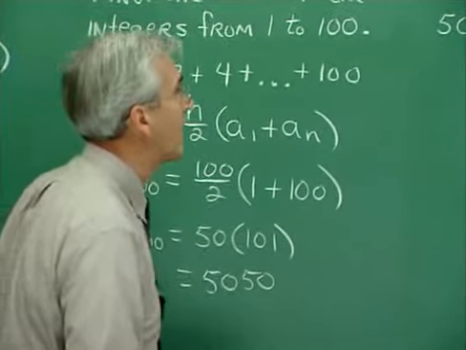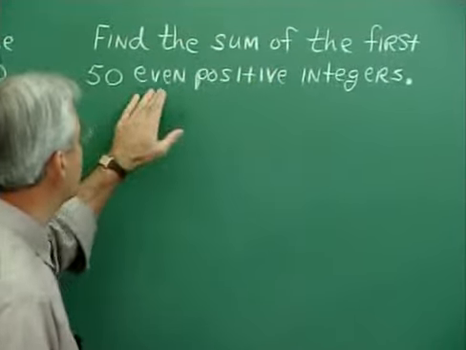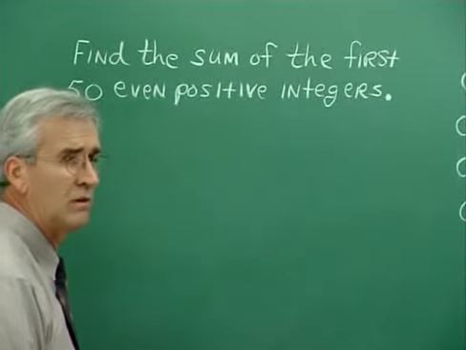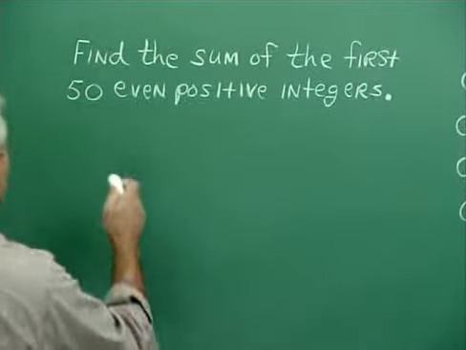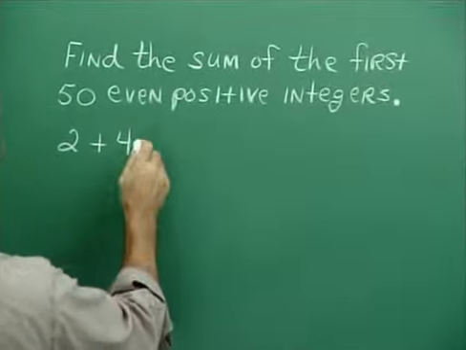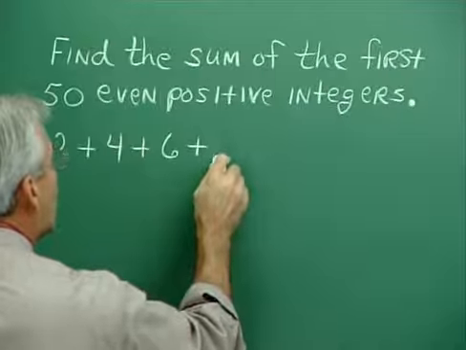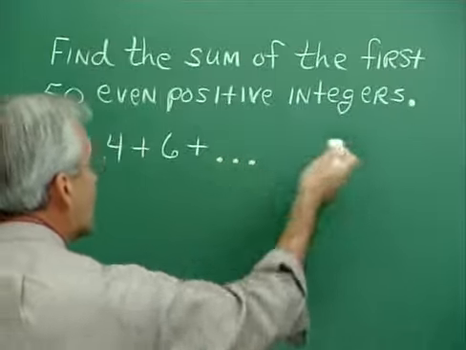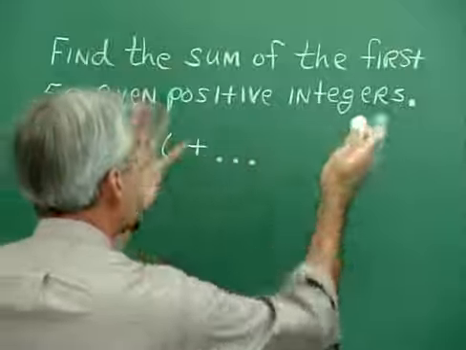Here's one where we have a little bit of a calculation to make. Find the sum of the first 50 even positive integers. The first 50 even positive integers. Well, that would be, we start with 2, and then the next even positive integer would be 4, and the one after that 6, and then 8, and so on. And we go all the way up, and the 50th one, gee, I don't know what the 50th one is. What's the value of the 50th one?